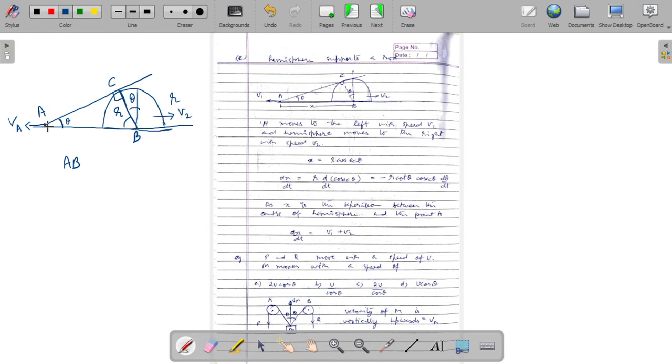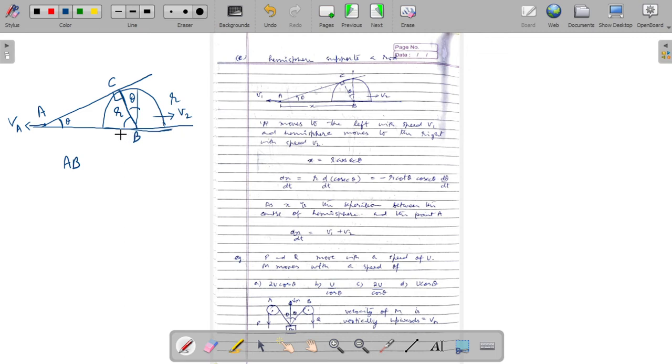The distance AB is represented by the center of the hemisphere and the end point of the rod. So the point A is moving to the left with the velocity Va, and the hemisphere is moving to the right with the velocity V2. So the rate of change of this distance AB should give us the relative velocity of Va and V2, that is Va plus V2. What we mean is that the differentiation of the distance AB should give us the relation between Va and V2, because that would be the relative change of the distance.